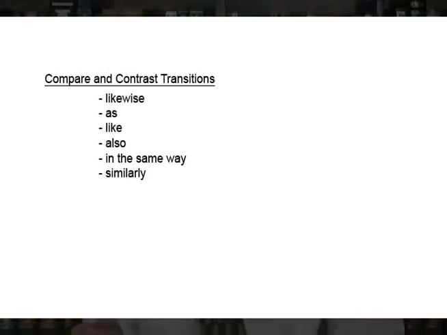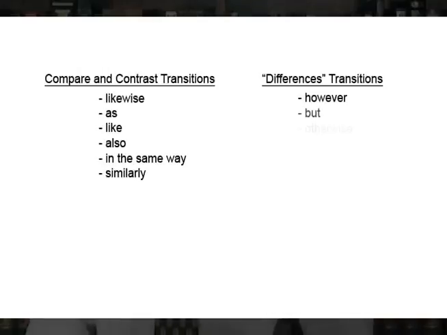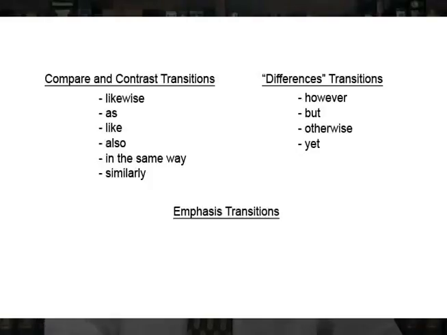If you arrange your paragraphs according to compare and contrast, there are some transitional statements that work very nicely with those. These are in the category of similarities and differences. Likewise, as, like, also, in the same way, similarly, etc. There are differences as well, transitional words that connect ideas that are different: however, but, otherwise, yet, etc. If you want to emphasize a point, some good phrases and transitional words you can use are: again, to repeat, for this reason, etc.